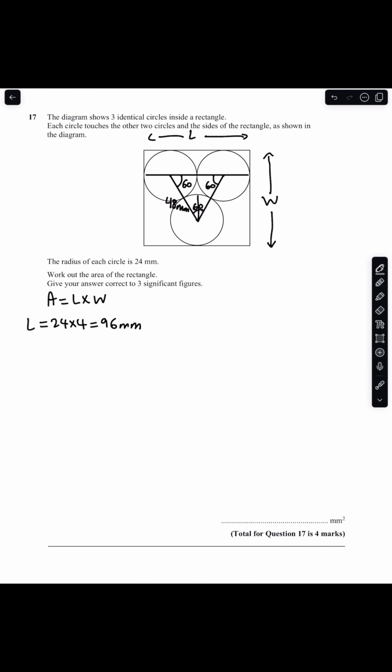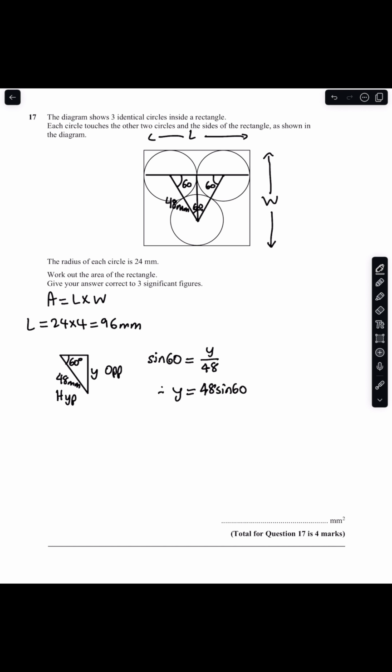And so if I want to work out this vertical distance, I can use trigonometry. So I'm going to draw up my triangle. I know that this angle here is 60 degrees, this length here is 48 millimeters, and we want to work out this length, so I'm going to call that y. Using trigonometry, we have our opposite and we have our hypotenuse, so I'm going to use sine. So sine of 60 equals y over 48. Therefore, y equals 48 multiplied by sine 60.